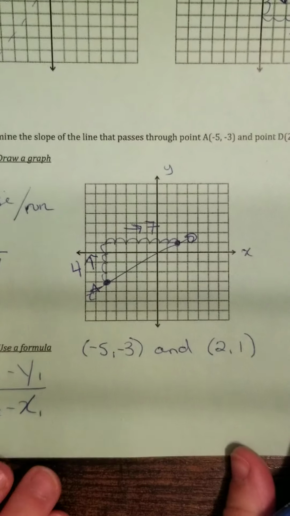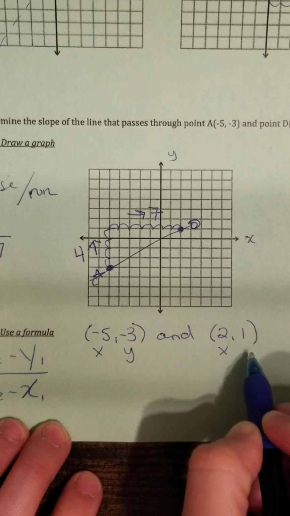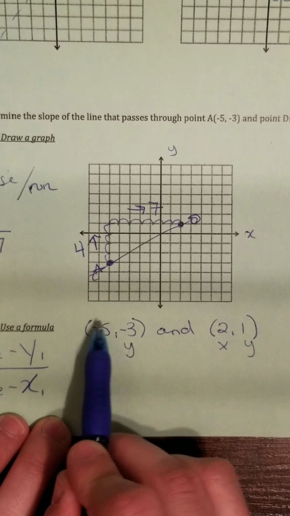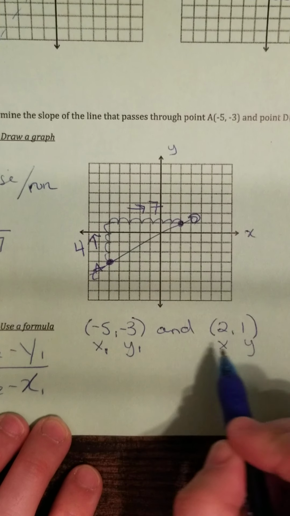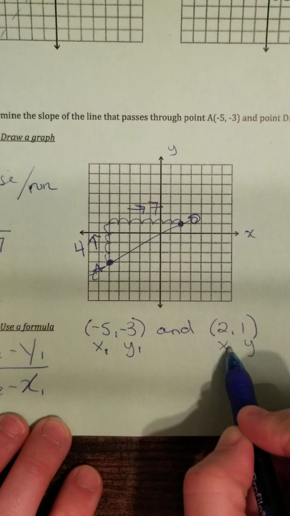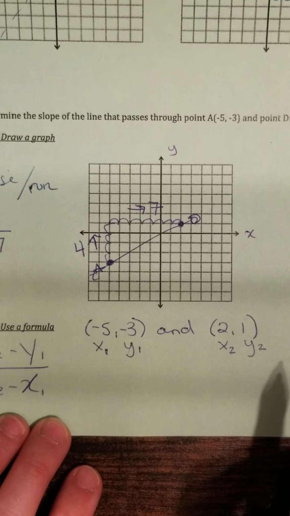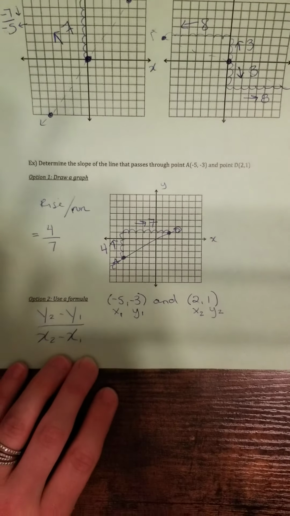So remember, this is an x value, that's the y value, x value, y value. Now, this is the first point I give you. This is point number 1. So we're going to label them, that's x1, y1. This is point number 2, the second point I gave you. So that's why I put those little 2's. That's x2, y2. So all we do now is plug these into the appropriate spot in that formula.